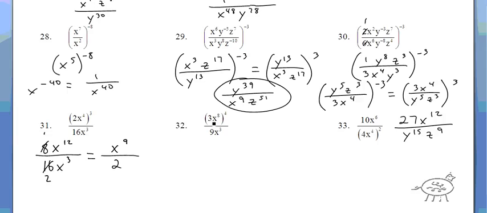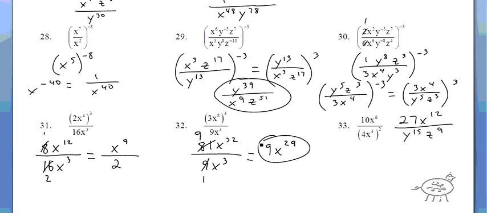Same thing, we're going to do this next one. 3 to the fourth power is 3 times 3 times 3 times 3, so it's going to be 81. x to the 32nd over 9x cubed. So 9 goes into 81 nine times, and 9 goes into 9 once. And so we have 9, and then we do a battle. 32 wins, so it's 32 minus 3 is 29 over 1, or just 9x to the 29th power.